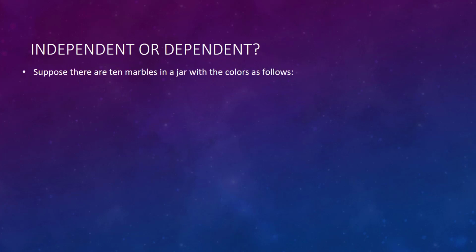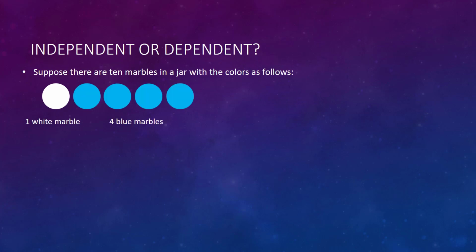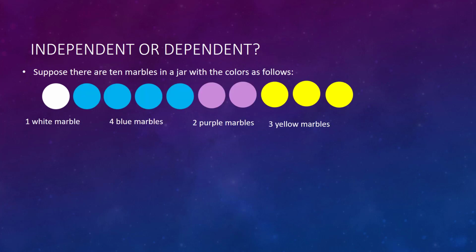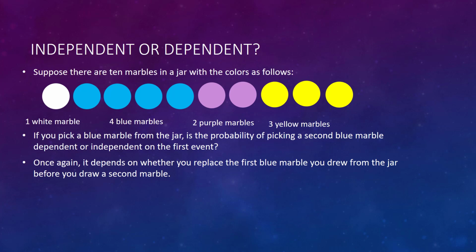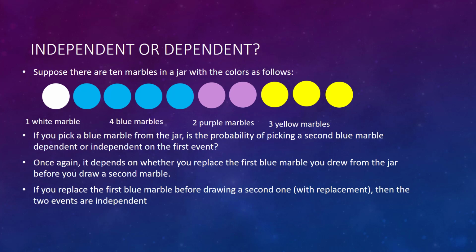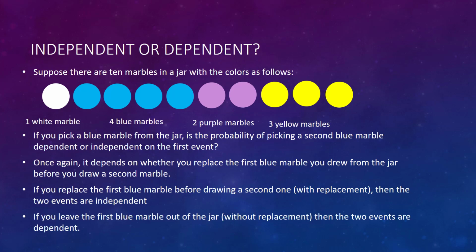Independent or dependent. Suppose there are 10 marbles in a jar with colors as follows: 1 white marble, 4 blue marbles, 2 purple marbles, and 3 yellow marbles. If you pick a blue marble from the jar, is the probability of picking a second blue marble dependent or independent on the first event? Once again, it depends on whether you replace the first blue marble you drew from the jar before you draw a second marble. If you replace the first blue marble before drawing a second one, i.e., with replacement, then the two events are independent. If you leave the first blue marble out of the jar, without replacement, then the two events are dependent.